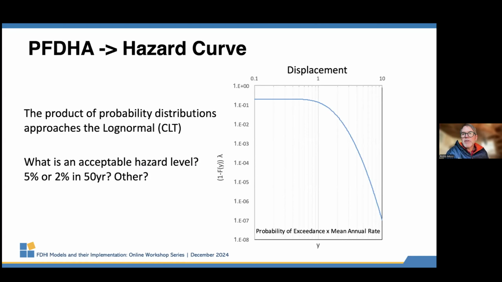And one of the items for discussion that we may not dwell on too much in this workshop is what is an acceptable level of hazard when we're talking about fault displacements? And this is still kind of the Wild West at this point, but it's a point that I think we need to be thinking about and discussing as we move forward.